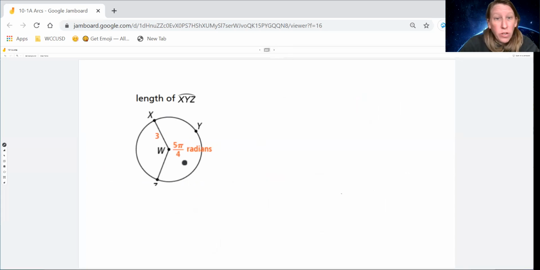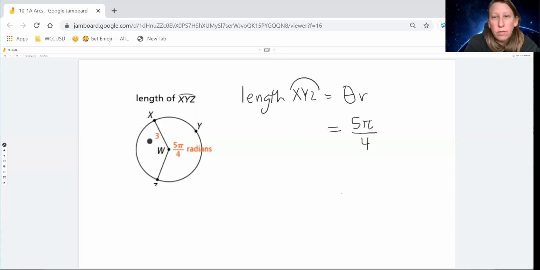All right, so I said this was super easy. It is. All you need to do is multiply this number by this number. So if I want to find the length of this beautiful major arc XYZ, I'm just going to multiply the theta times the radius. And the theta is this weird number, 5 pi over 4, measured in radians, and then I just multiply it by 3.